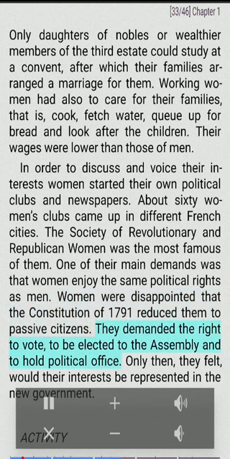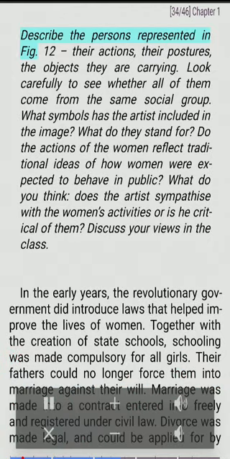Women were disappointed that the Constitution of 1791 reduced them to passive citizens. They demanded the right to vote, to be elected to the assembly and to hold political office. Only then, they felt, would their interests be represented in the new government.